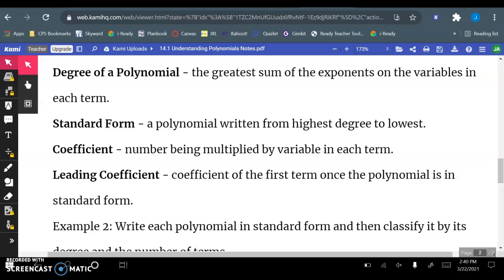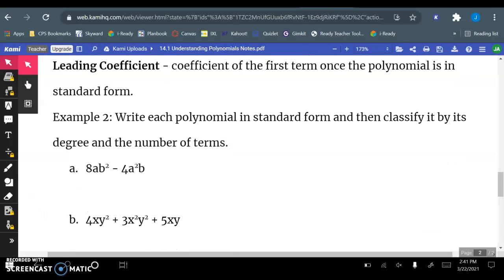Standard form is when we rewrite the polynomial with the highest degree first, all the way down to the lowest degree. The coefficient is the number being multiplied by the variable, so that number out front. And then the leading coefficient is the coefficient of the first term once it's in standard form.